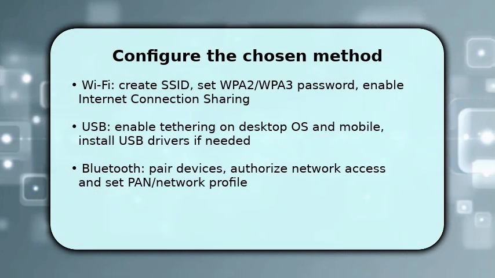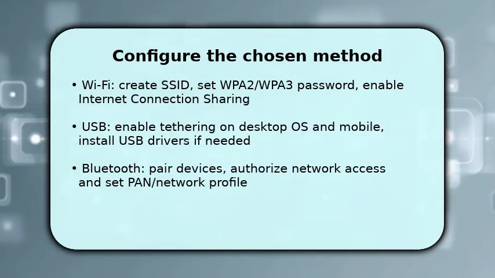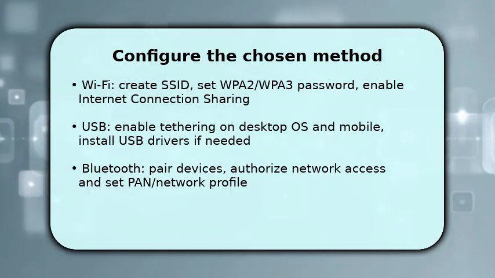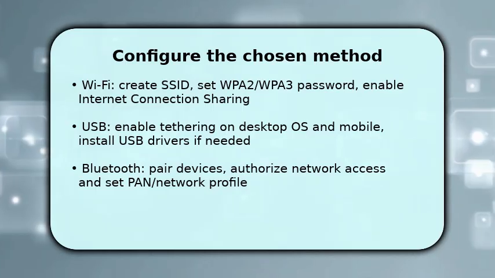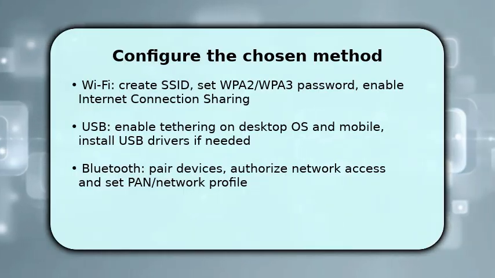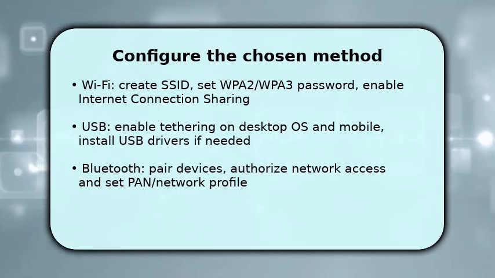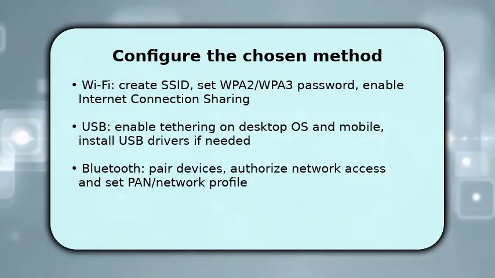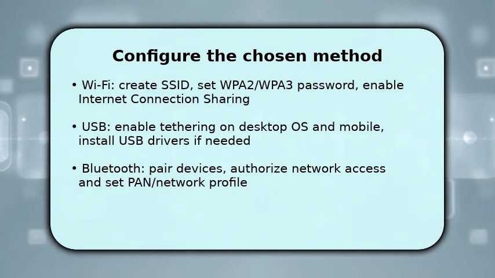Now configure the specific sharing option. For Wi-Fi hotspot, create an SSID, choose WPA2 or WPA3 security, set a strong password, and enable internet connection sharing on your desktop adapter. Then start the hotspot. For USB tethering, plug the phone in, allow USB debugging or tethering on the mobile, and confirm the desktop recognizes the network interface. For Bluetooth, pair devices, accept network access permissions, and enable the personal area network profile. Once configured, test connectivity before proceeding.